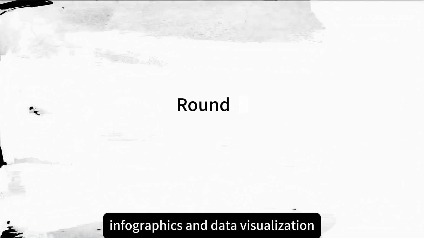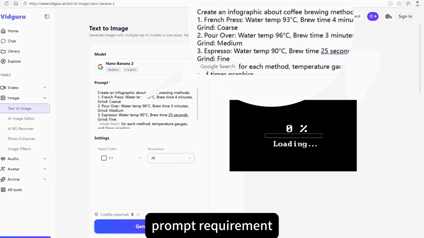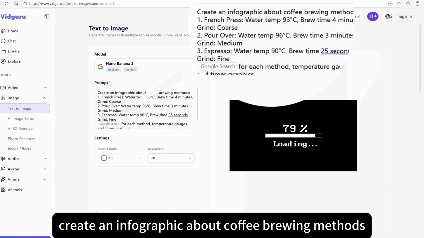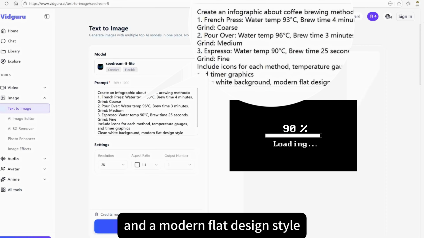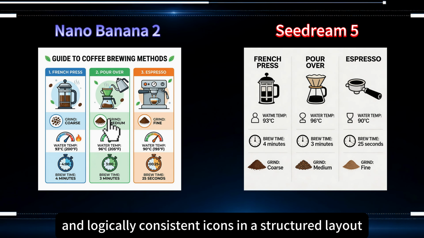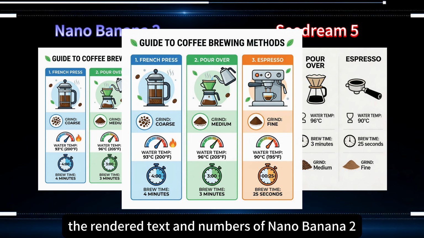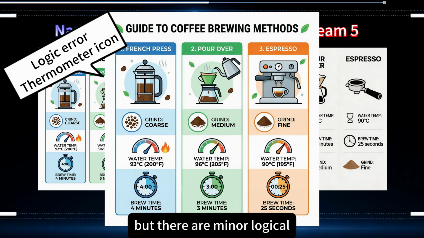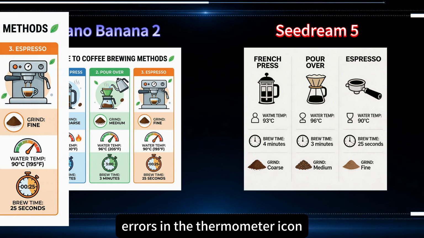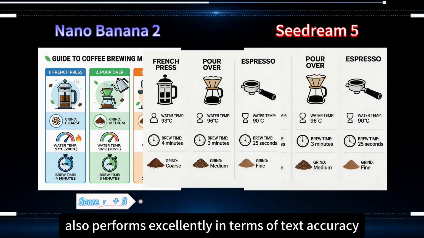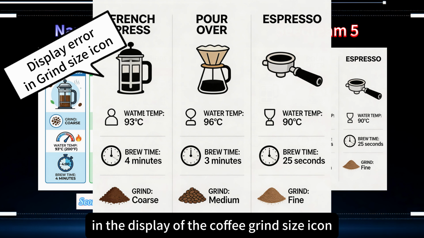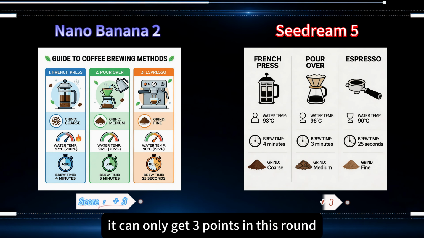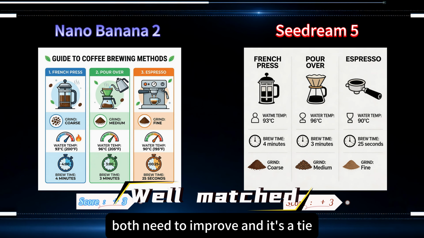Round 4. Infographics and data visualization. Prompt requirement. Create an infographic about coffee brewing methods as required. Use a clean white background and a modern flat design style. Purpose. To evaluate the ability to render accurate numerical data and logically consistent icons in a structured layout. The rendered text and numbers of Nano Banana 2 are accurate, but there are minor logical errors in the thermometer icon. It can only get 3 points. Seedream 5 Lite also performs excellently in terms of text accuracy, but there is an error in the display of the coffee grind size icon. It can only get 3 points. In this round, both need to improve, and it's a tie.